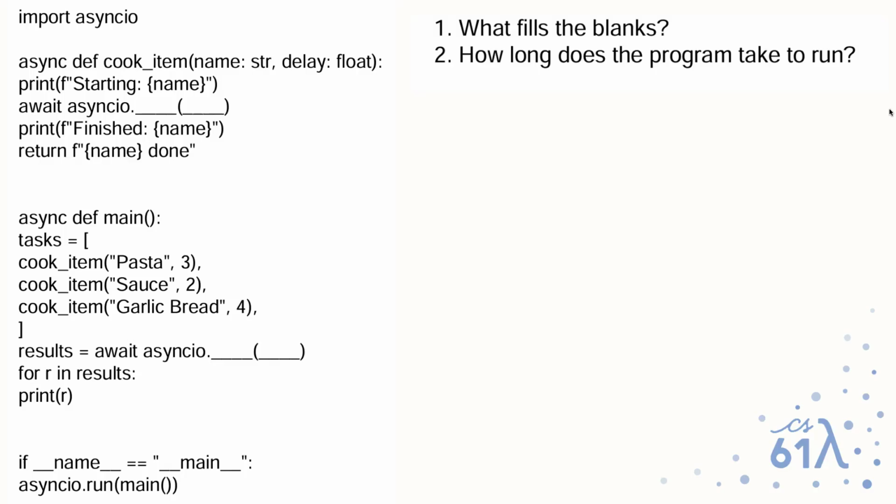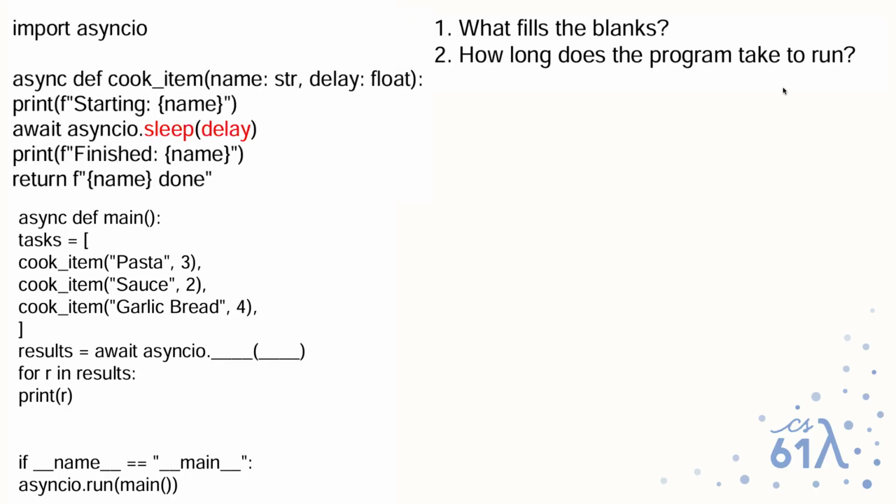Does anyone have an idea of what function call we can use here that delays this by a certain number of seconds? Sleep. Yeah, sleep. What sleep does is it pauses the coroutine so that it sleeps for this delay amount of seconds. For example, if we pass in pasta, it's going to wait 3 seconds before it starts running the program.